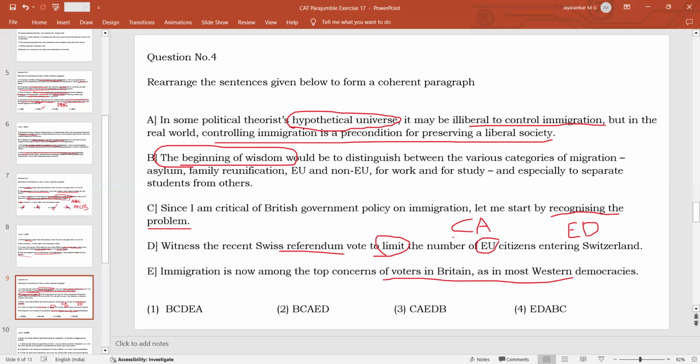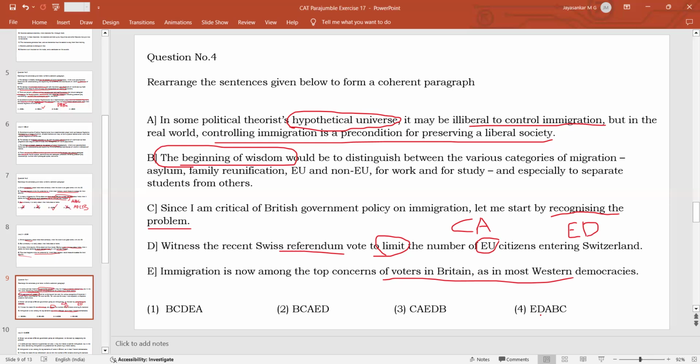So here, whether you put CA or ED first is not a problem. Either CAEDB is a good sequence or EDCAB is a good sequence. Do we have CAEDB anywhere here? Yes, we have one sequence here. Do we have EDCAB? No, EDCAB is not there.